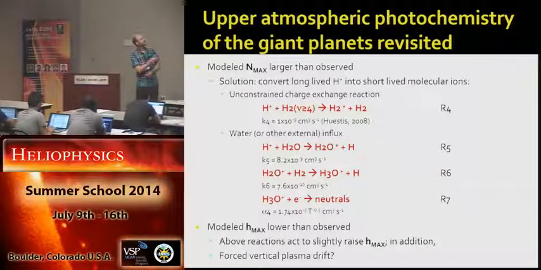But the other example is from water or some other external influx, where again, H+ charge exchanges with the molecule. You get some molecule that has a much faster loss rate than H+ does, and you reduce the electron density. And so these both act to reduce the electron density, and in addition, they will slightly raise the peak of the electron density in altitude. Other ways we can shift in altitude are some forced vertical plasma drifts, electric fields, something like that.